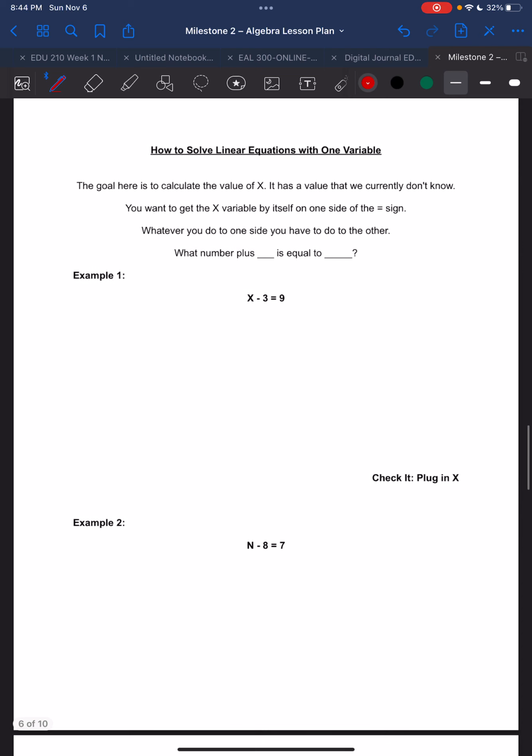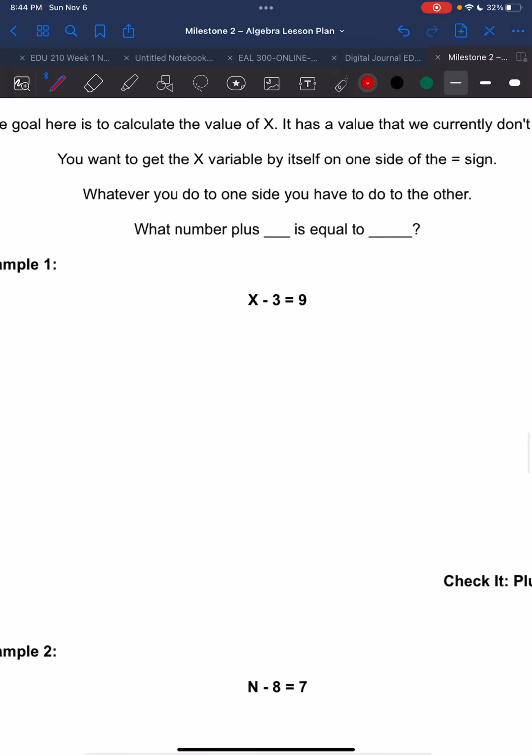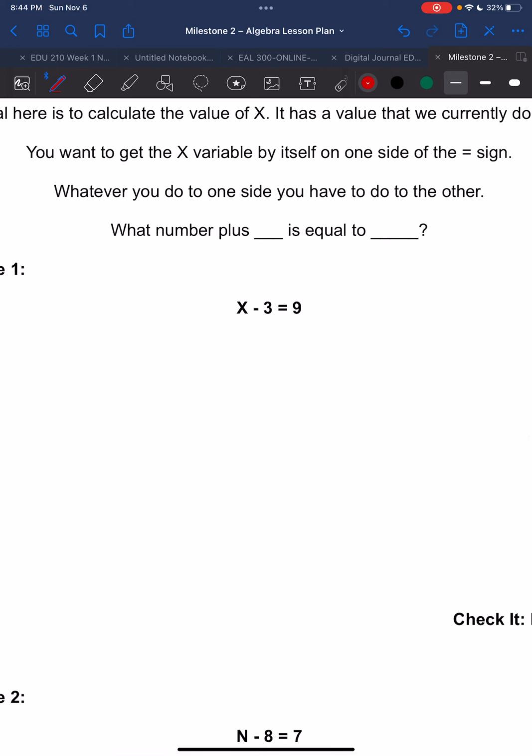Here are more examples on how to solve linear equations with one variable. Once again, I need to isolate the x by itself. Now this one is a subtraction. To isolate the x by itself, I am going to have to add 3, since this is a negative. Whatever I do to one side, I have to do to the other. My x is now isolated. 9 plus 3 is 12. My answer is x equals 12.